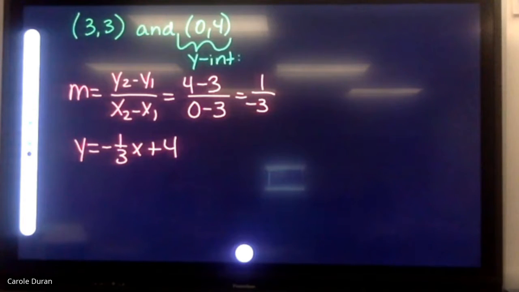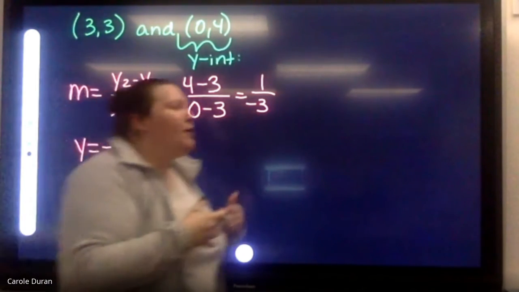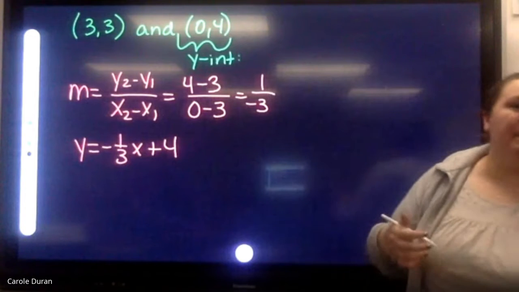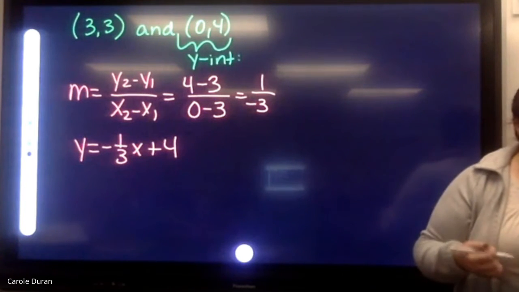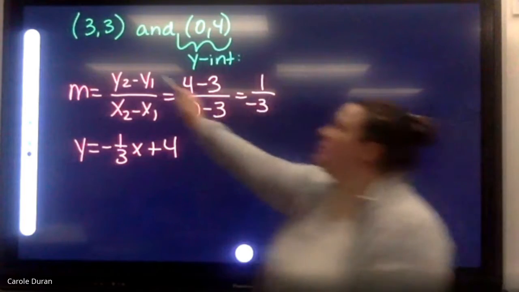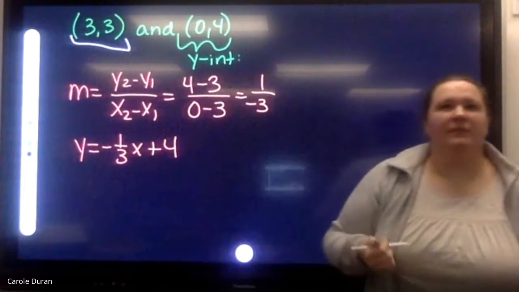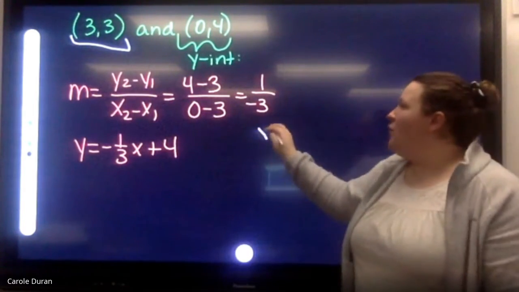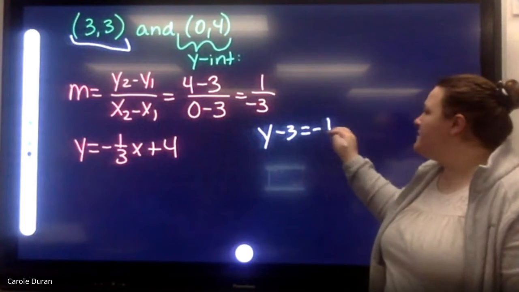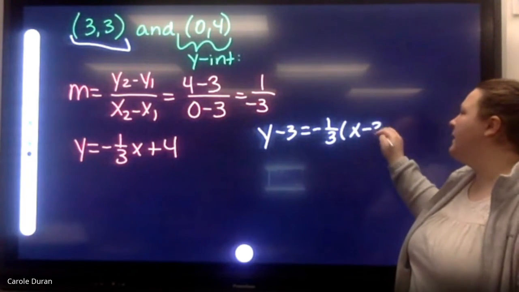However, I'm not always going to know that y-intercept, so there is another way of transitioning this into slope-intercept form. To transition this into slope-intercept form, if I have a point and I have a slope, I start in point-slope form. So I'm actually going to use the point 3, 3 for this example. So y minus 3 equals my slope, negative 1/3 times x minus 3.